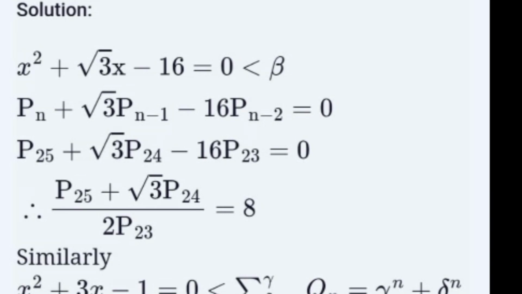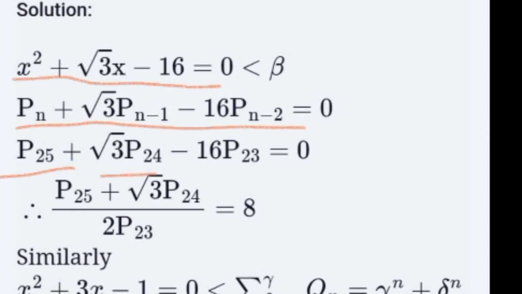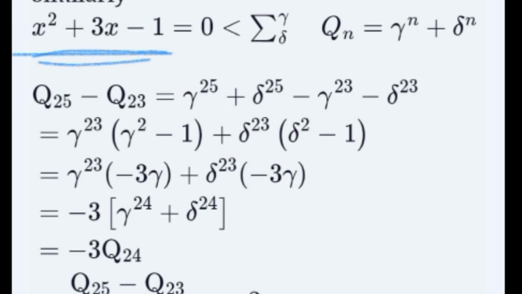The solution: x square plus root 3x minus 16 is equal to 0. So alpha comma beta are the roots. So we know Newton's identity. Pn plus root 3 Pn minus 1 minus 16 Pn minus 2 is equal to 0. Now P25 plus root 3 P24 minus 16 P23 is equal to 0. Now here P25 plus root 3 P24 by 2 P23 is equal to, so it is 8. That is Newton's identity.